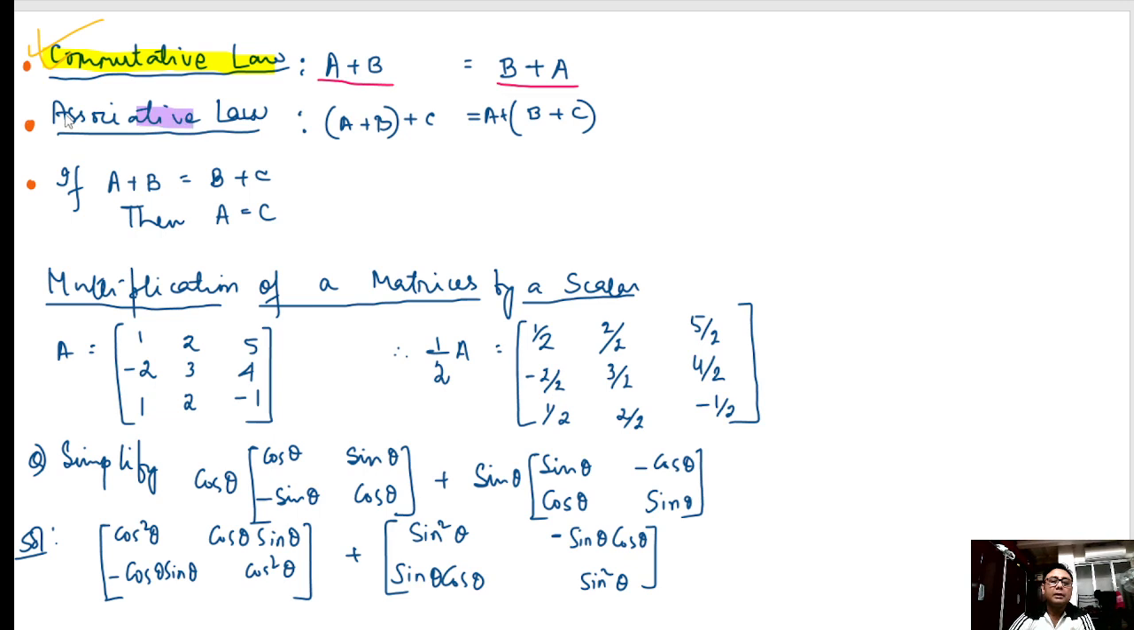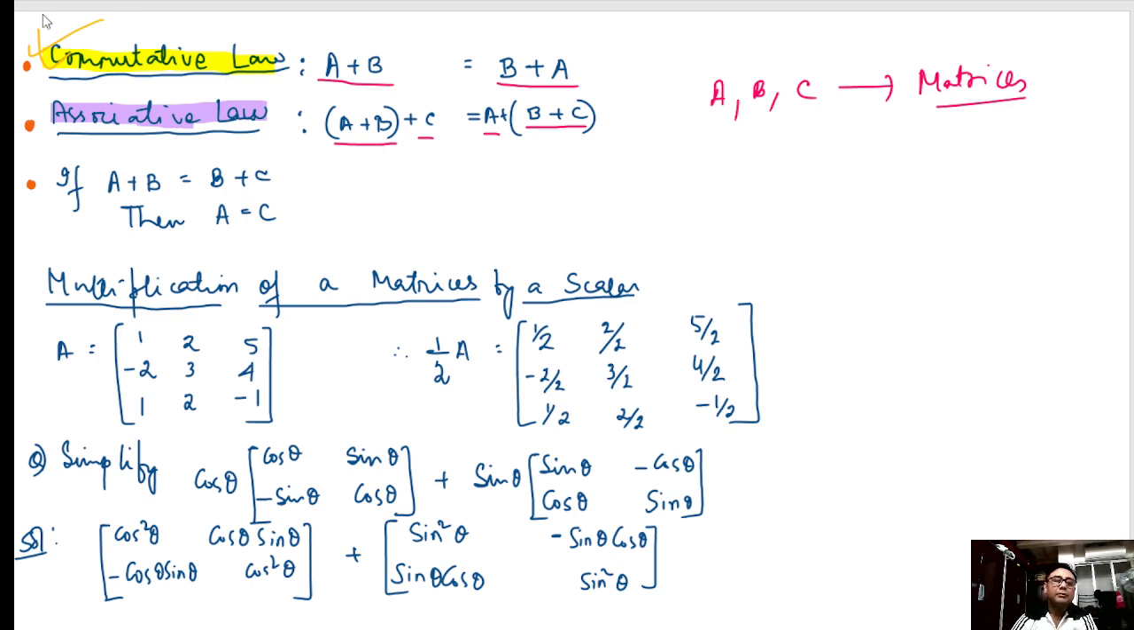Second, let us see what is associative law. Associative law tells that first if I add A plus B, with that answer if I add C, where A, B, C are three matrices. Please note it. These are three matrices. So first if I add A and B, with that resulting matrix if I add C, the answer will be same as first if I add B plus C, and then with that if I add A, the answer will be same. Okay.